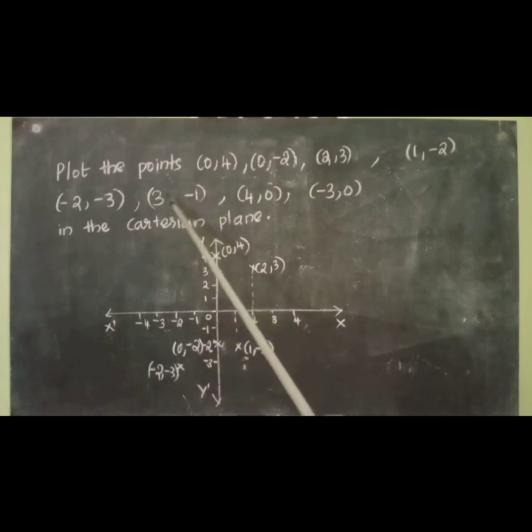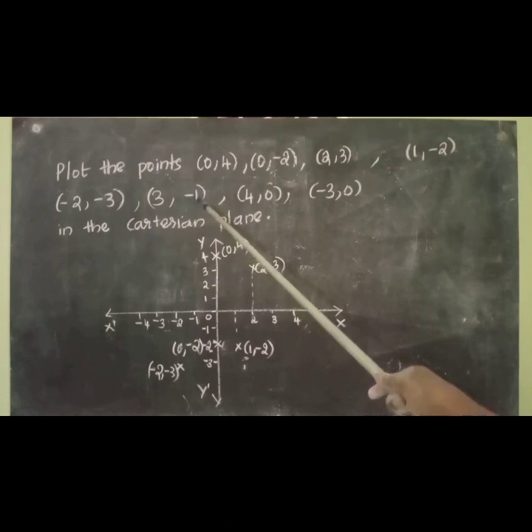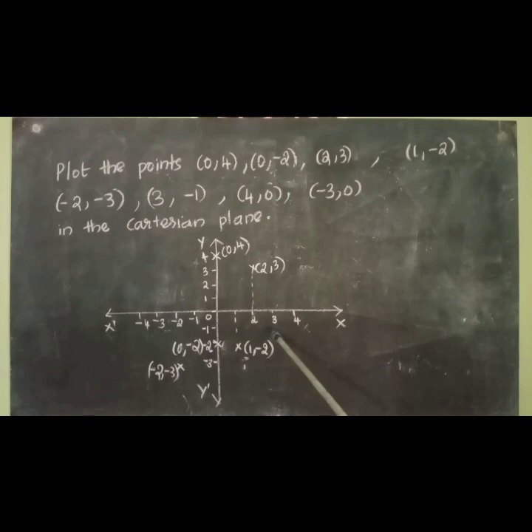Next (3, -1): x coordinate 3 is here. Then y coordinate is negative, so we have to move down. How much? 1 unit down from 3. This is (3, -1). Next (4, 0): x coordinate 4, y coordinate is 0, so it is on the x-axis. This is the point (4, 0). Next (-3, 0): x coordinate -3, y coordinate 0, so it is on the x-axis. This is the point (-3, 0).